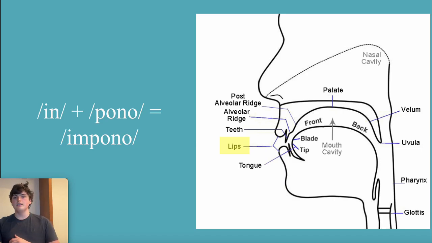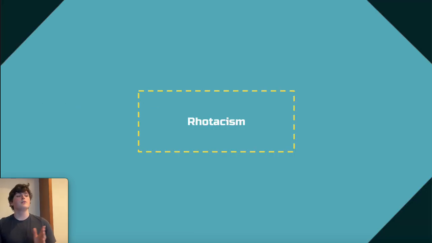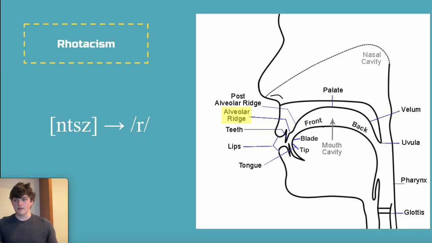Now we've seen the irregular forms of infinitives, but what about the regular forms? There's another process called rhoticism. Rhoticism is where alveolar sounds become R's. Alveolar sounds are pronounced with the alveolar ridge. In English, these sounds are like n, t, s, z. You at home, try and make those sounds and focus on where your tongue is.